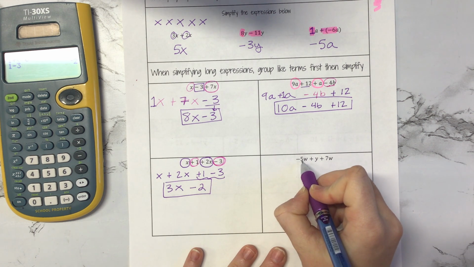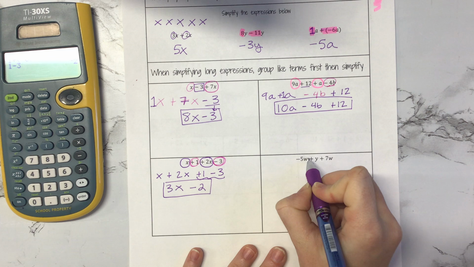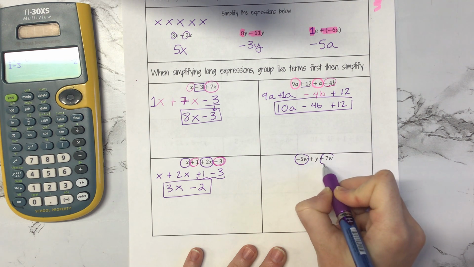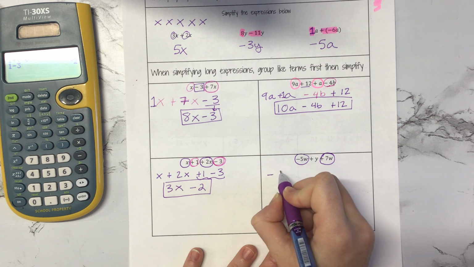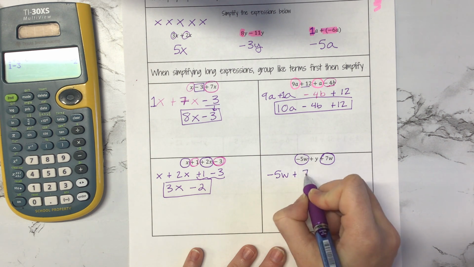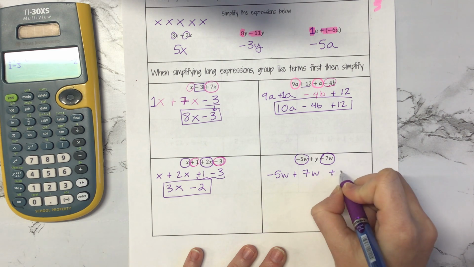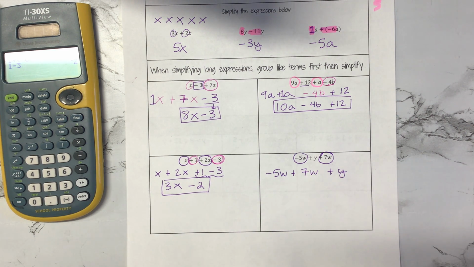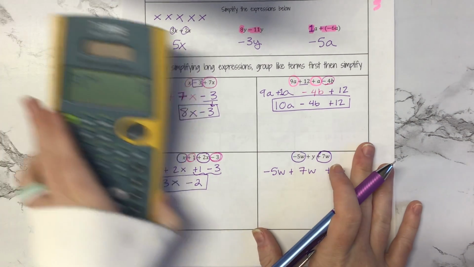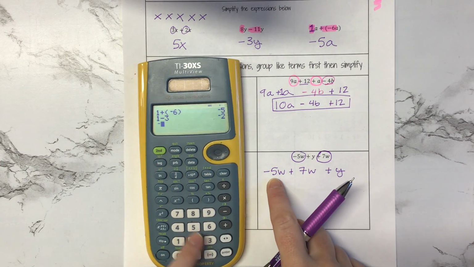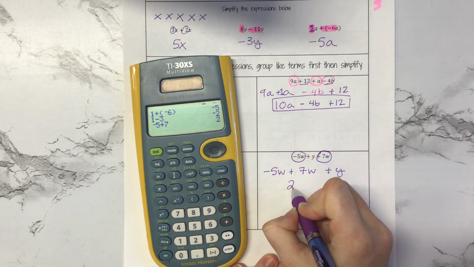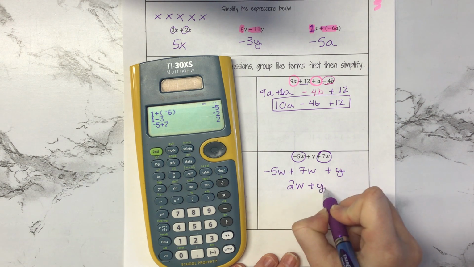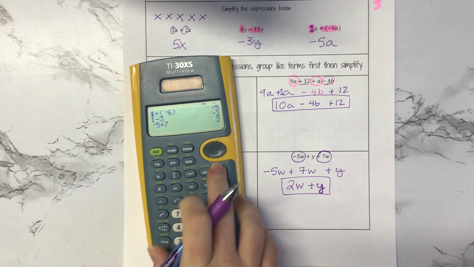So negative 5w plus y plus 7w. The w's are like terms. The plus sign goes with the 7. So this is negative 5w plus 7w. And I still have to include the y. I can't just get rid of it for no reason. So I'm going to add their coefficients. Negative 5 plus 7 is 2. And then plus y. So 2w plus y. Okay, so that's it.